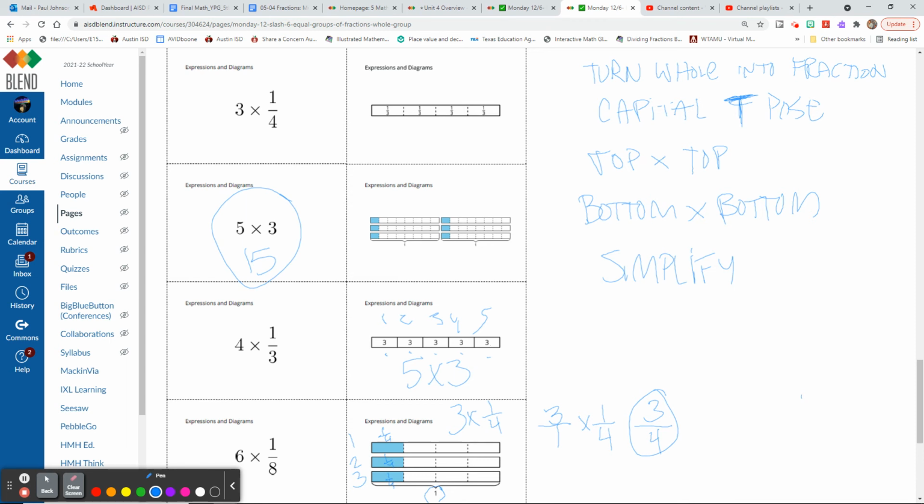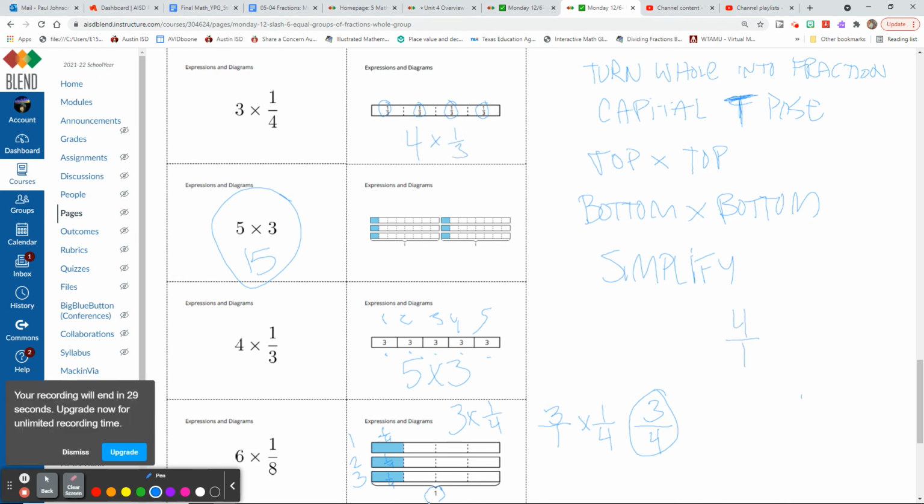So this one might look a little different, but as you can see right here, there's 1/3. There's 2 groups of 1/3, 3 groups of 1/3, and 4 groups of 1/3. So this is 4 times 1/3. If we're going to do the math on that one, we're going to turn the whole number into a fraction by putting a 1 as the denominator, and then we're going to multiply times 1/3. Top times top is 4. Bottom times bottom is 3. 4/3 simplifies to 1 and 1/3.